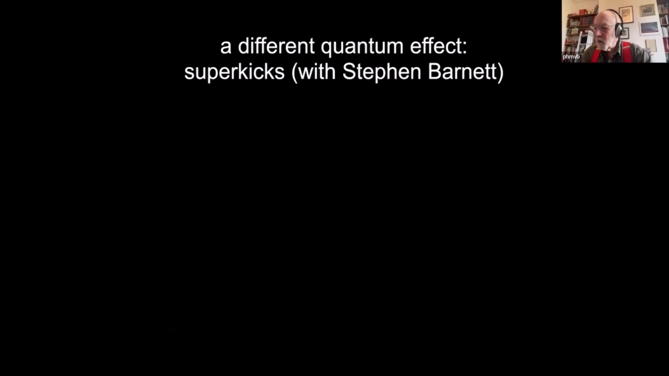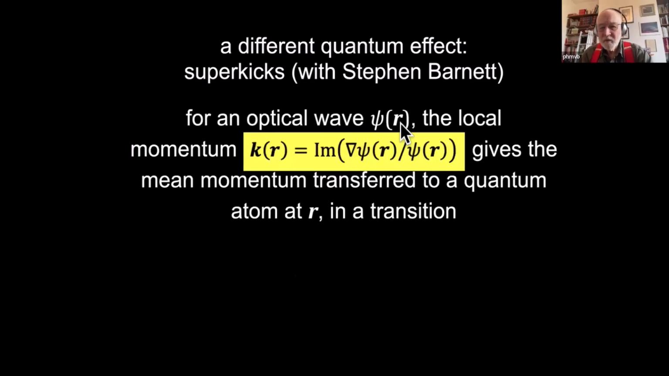Now, I'll finish with one more quantum effect. This is with Stephen Barnett. Super kicks. If you have an optical wave, psi, think of it as scalar, linearly polarized uniformly, the local momentum, which is the phase gradient, the imaginary part of grad psi divided by psi, is a canonical momentum, and it gives the mean momentum transferred to a quantum atom placed in the field, a two-level atom that we use in our theory, in a transition.